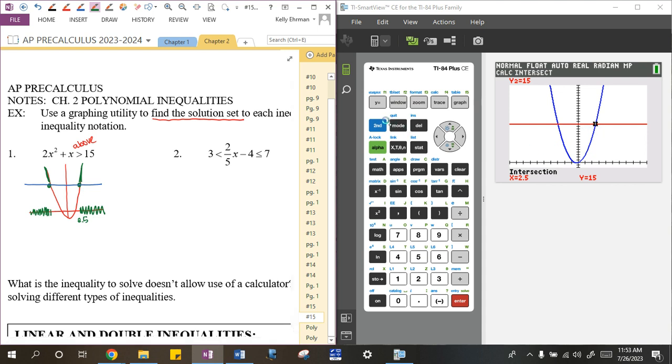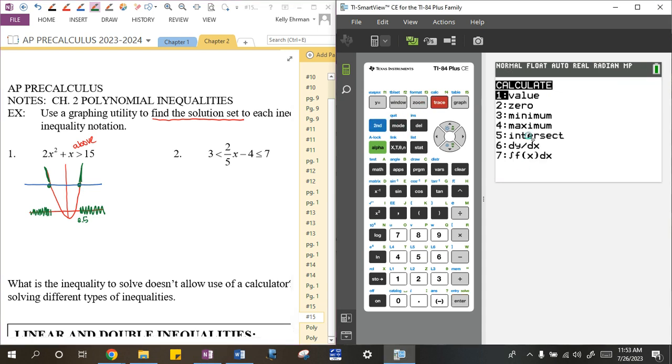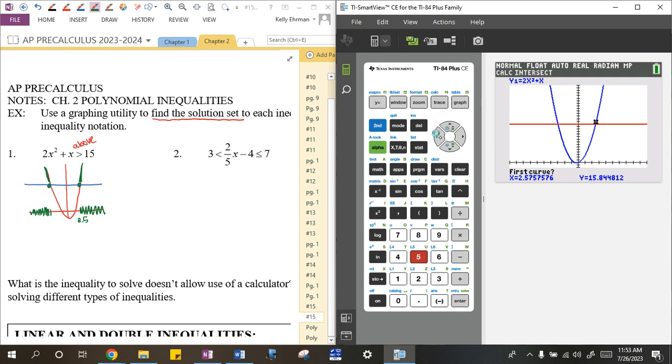And then if I find the other one, I do second, trace, intersect again. You do need to get your cursor closer to the other intersection point. So yes, I'm on the first curve, but I want to find this one. So I press enter. It hops straight up from there, so that's close enough. Enter. Enter a third time. So negative 3 is the other value.